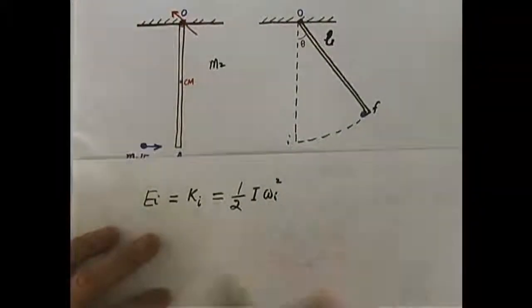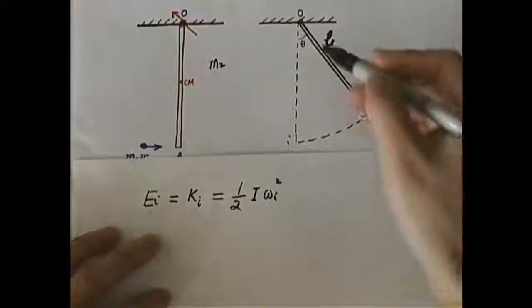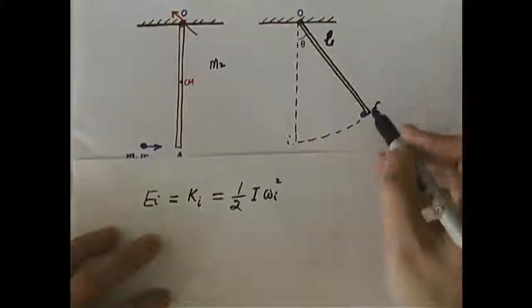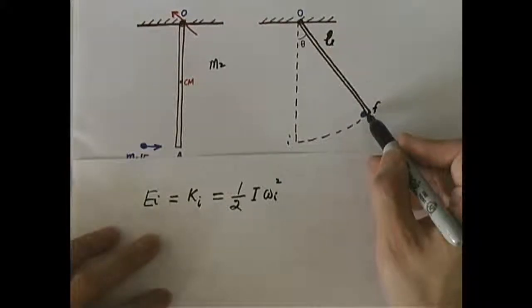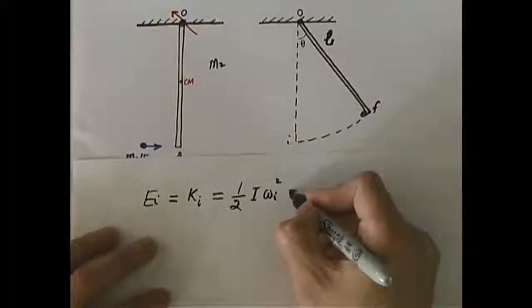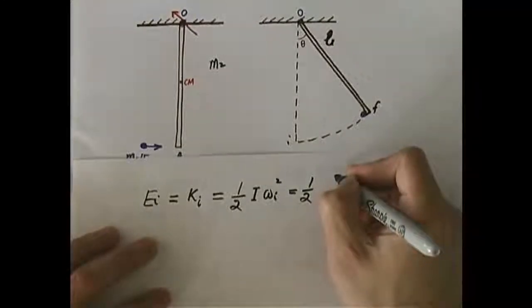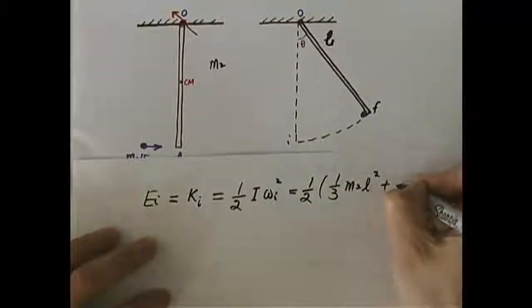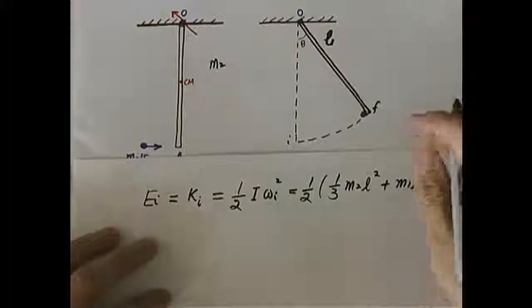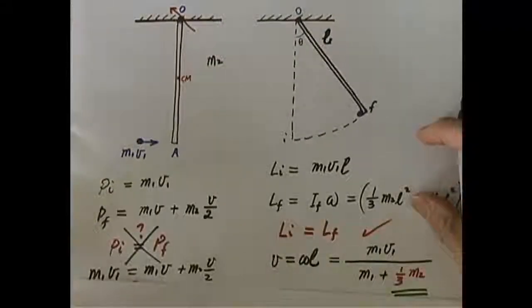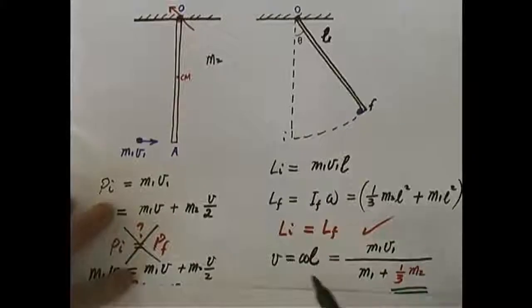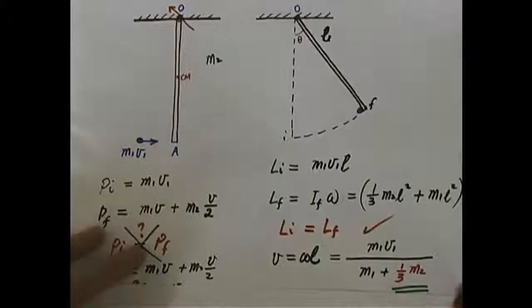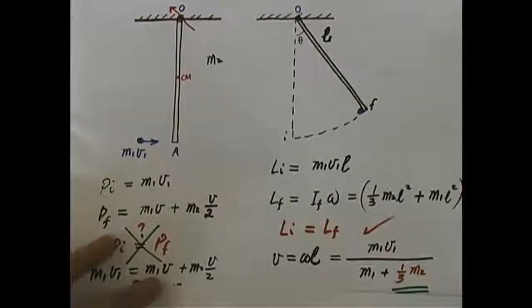What's I? I is, again, the sum of 1/3 m2 l squared plus another m1 l squared, because there's a point mass here. Okay, so let's plug it in. That's 1/2 of I omega 1 squared, with I equal to 1/3 m2 l squared plus m1 l squared. Omega, I already calculated from here. In fact, I calculated V, not omega. Omega is just V over L.